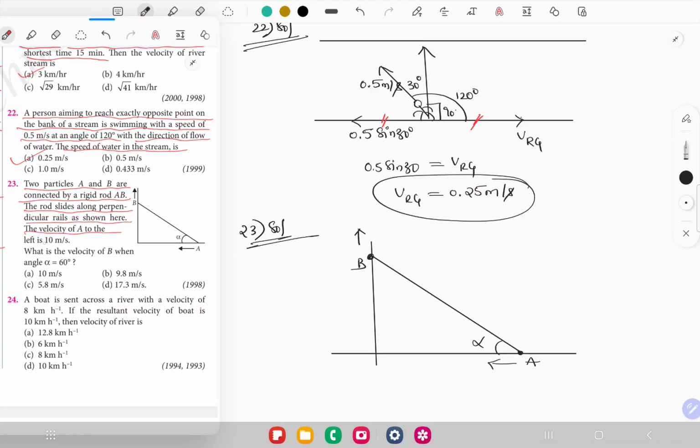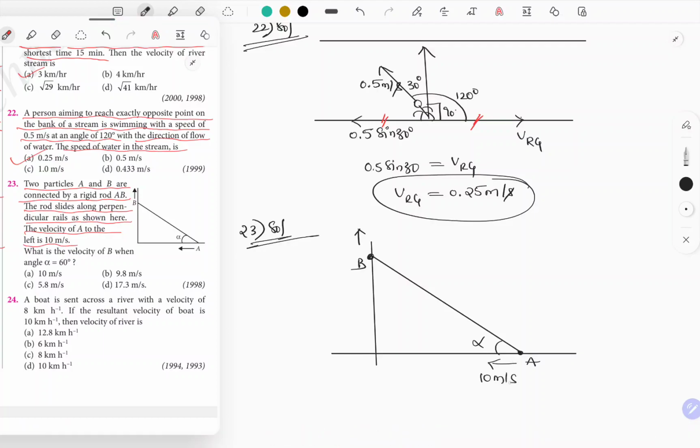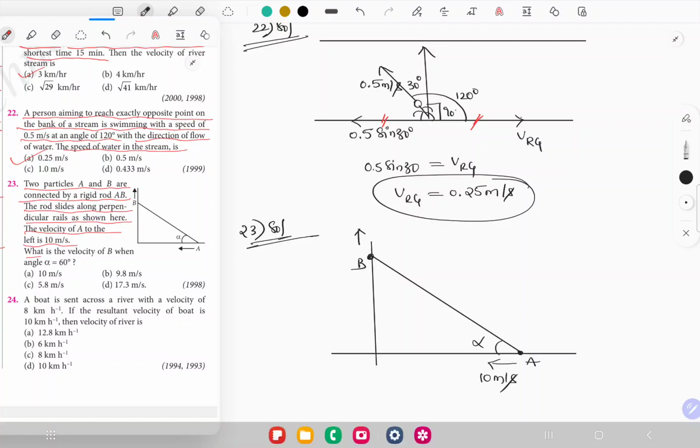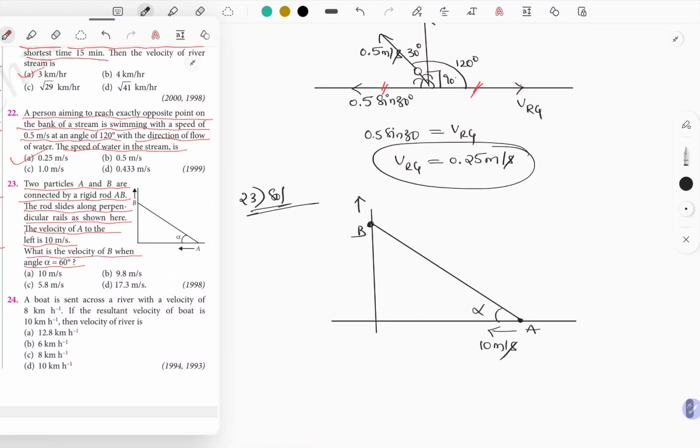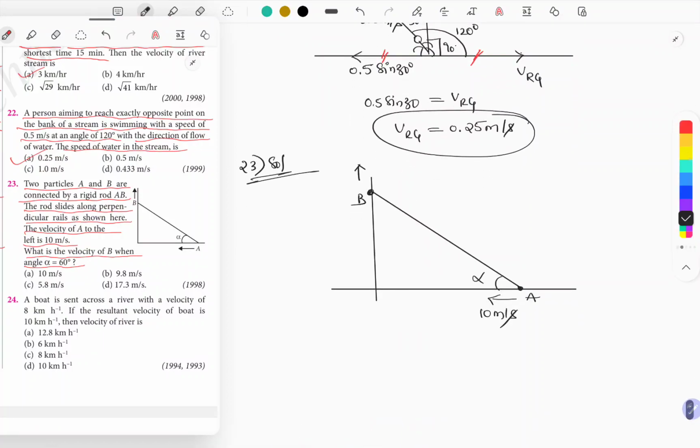The velocity of A to the left is 10 meter per second. Okay, this is 10 meter per second. What is the velocity of B when angle alpha is equal to 60 degrees? Okay, assume this angle is equal to 60 degrees. Then what is going to be the value of velocity of B? That's what they are asking.